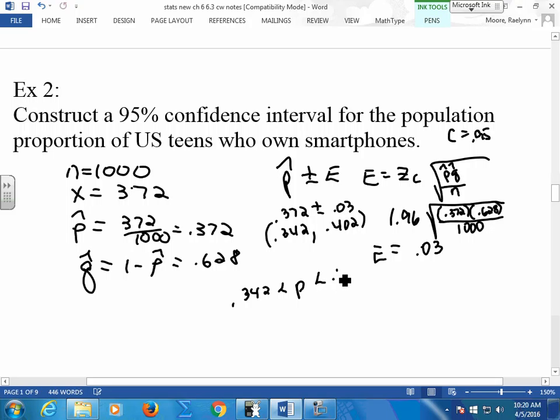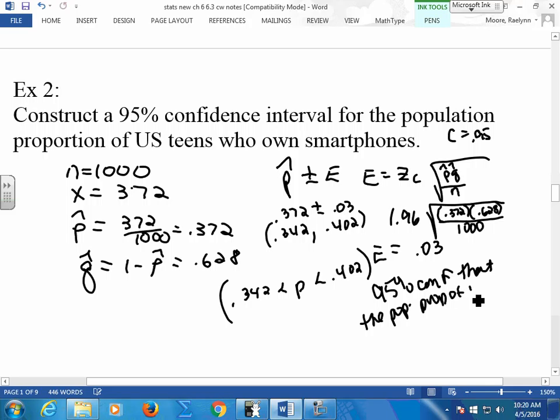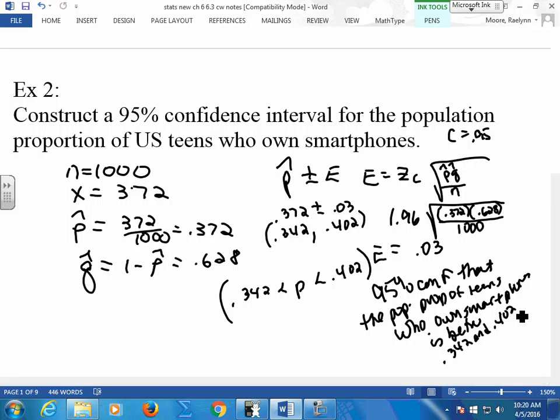Now, again, this means this. P for my population, this means that I am 95% confident that the population proportion of teens who own smartphones, make sure you know how to say this, is between 0.342 and 0.402. Or it probably makes more sense to say 34.2% and 40.2%.